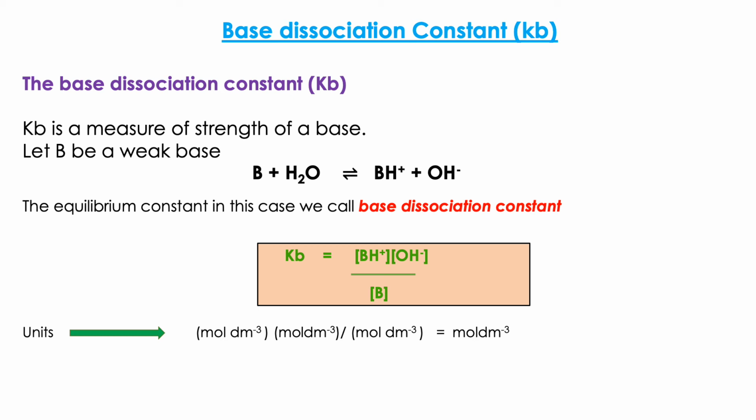Water is not included in the Kb expression because the concentration of water is constant. Units: the numerator has two concentration terms, which is moles per decimeter cube times moles per decimeter cube, divided by another moles per decimeter cube. If we cancel one of them, we'll remain with moles per decimeter cube.